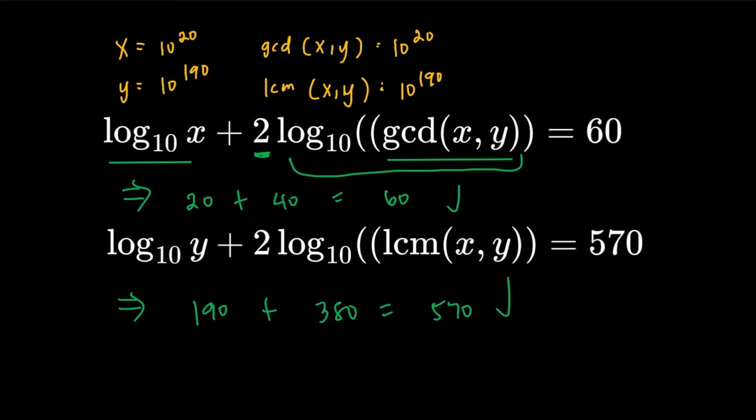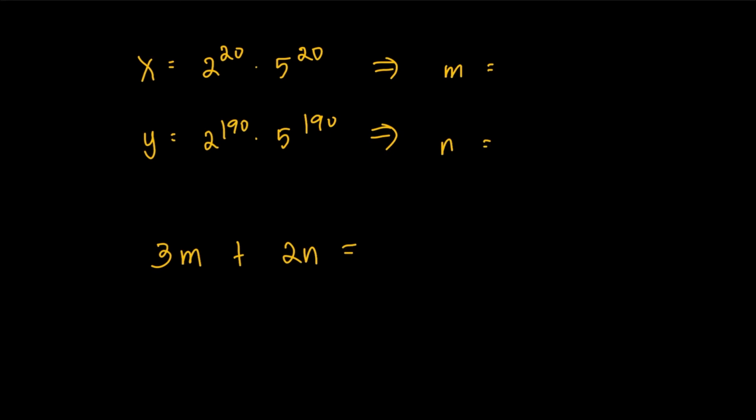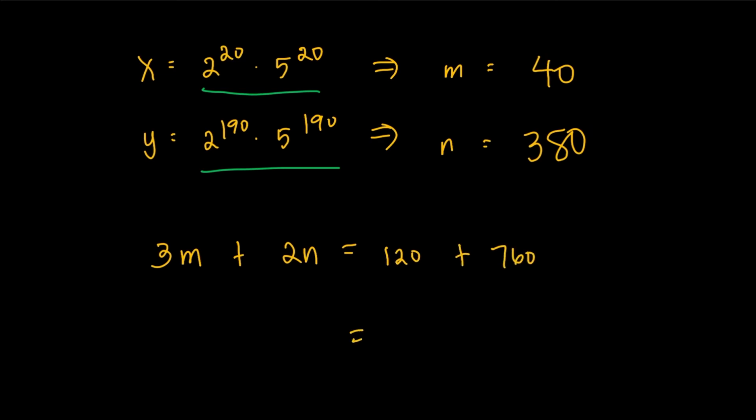Let's now get the values of m and n, which is going to be easy to get now because of what we realized a while ago in the prime factorization of x and y. For m, there are 2 twos and 2 fives, so m would have to be 40. For n, there are 190 twos and 190 fives, so that's 380. 3m plus 2n would be 3 times 40, that's 120, plus 2 times 380, that's 760. Add them up, we get the final answer of 880.